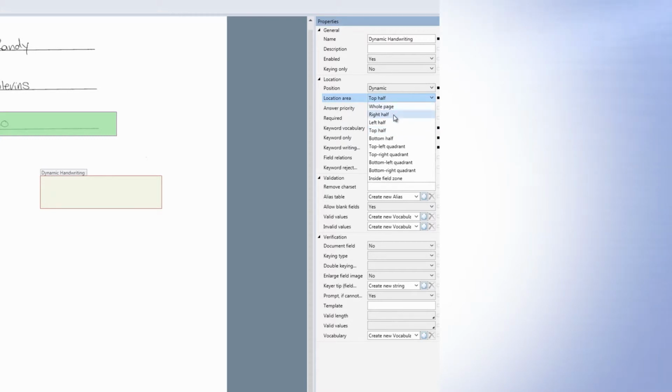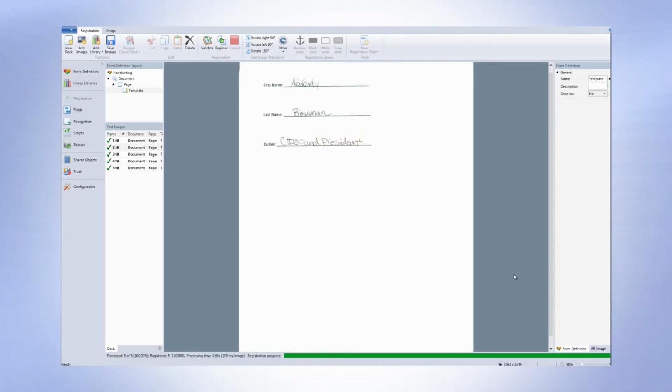This option of defining the location speeds up the process by constraining the specific content and where the search is conducted. In this example, there is a vocabulary and the only word being sought for is the presence of handwritten word president. After recognition is completed, we can see the difference between the two approaches.